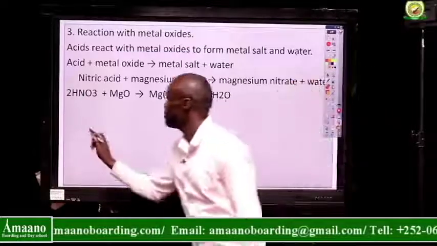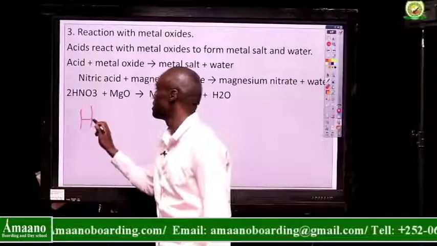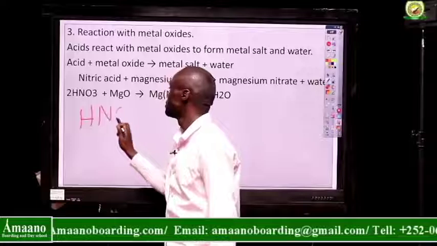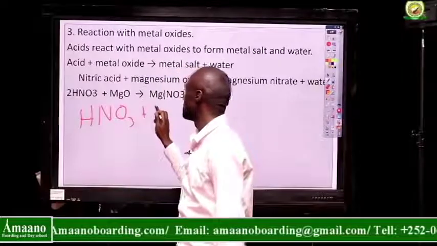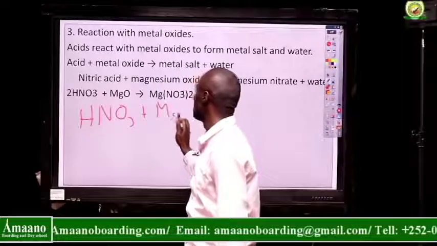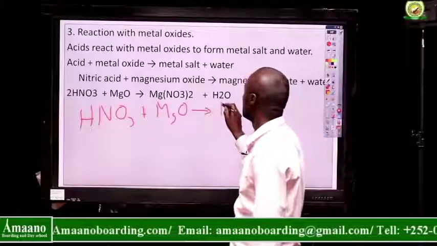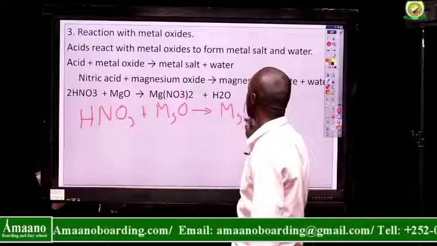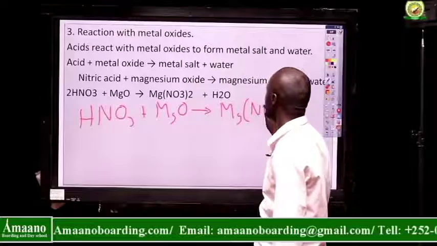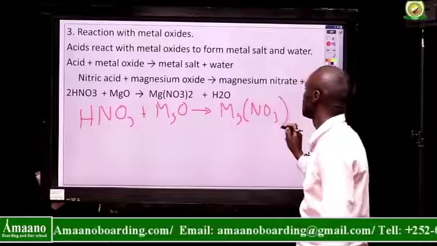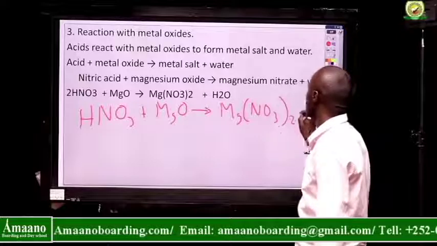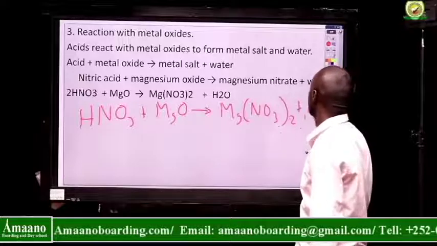For example, I have my nitric acid here reacting with magnesium oxide, which is my metal oxide, giving me magnesium nitrate and water.